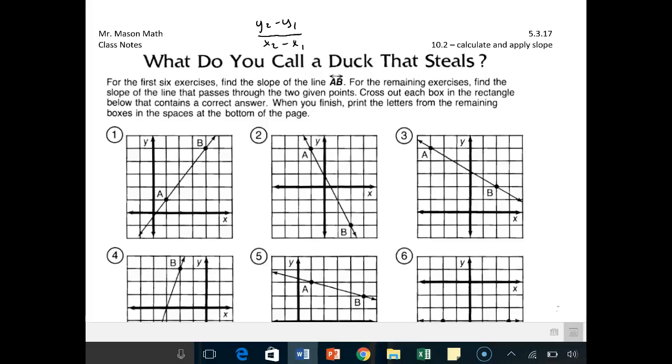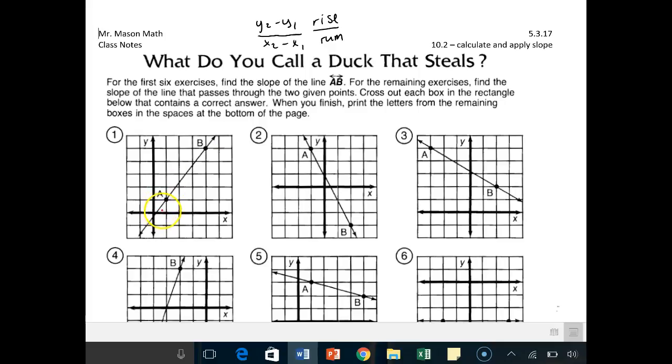So remember, our slope is the change in y, or our change in rise, over our change in x, or our change in run. So this is how we calculate slope. Now, when I give you two points like A and B, basically you have to label those points first and then calculate the slope. So what you're going to do with this riddle is find the slope of all these lines, and then in the next section find the slope of the points and cross off the answer when you get it. You'll be showing your work on the back side.